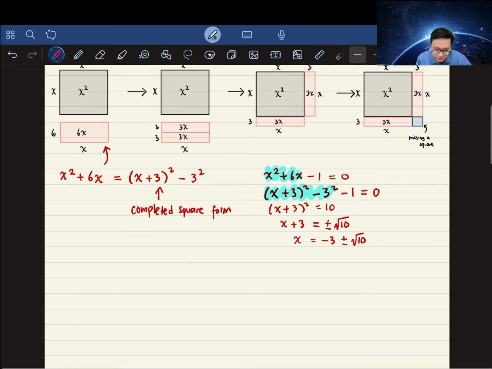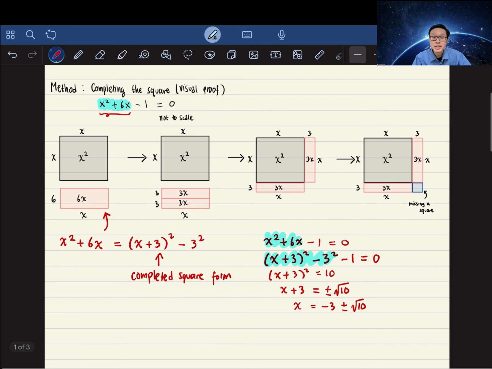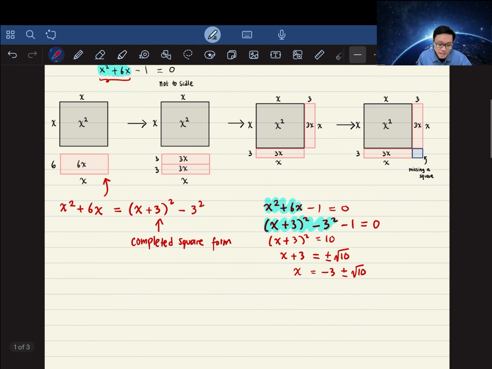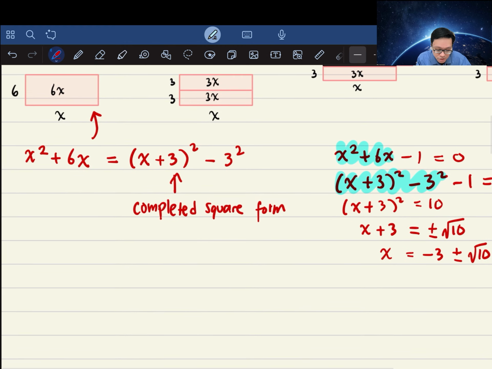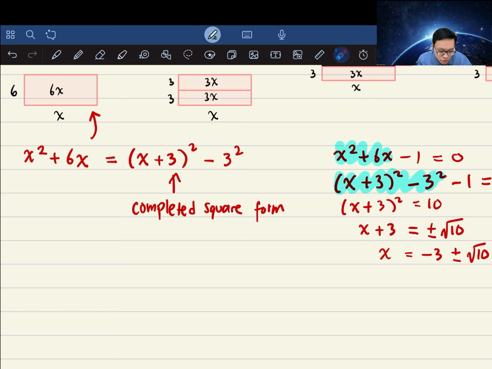Now, this is how we do completing a square. But when we try to solve a problem, obviously, we will not draw all of this to find the completed square form. What you need to do is to see the pattern. So how do we complete the square for this one, x squared plus 6x?